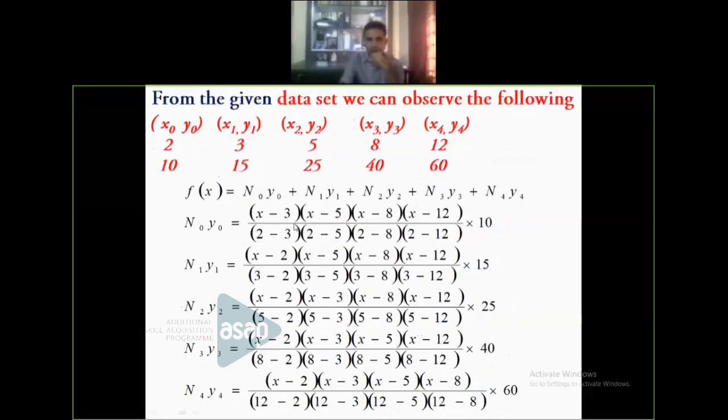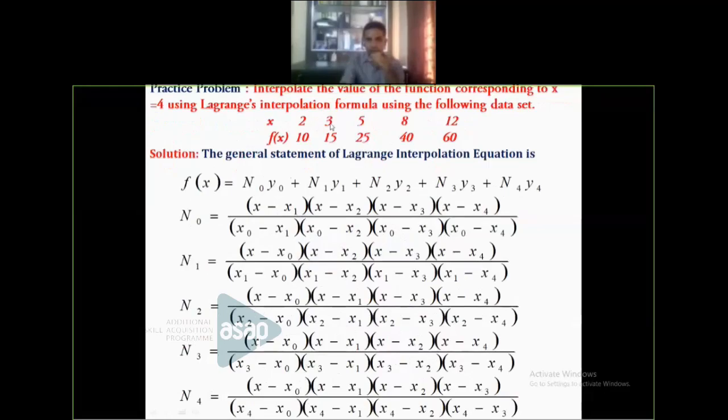So the numerator remains as x minus x3. That means in the numerator you can have x minus x1, which is x minus 3, and x minus x2, which is x minus 5. Likewise, x1 is 3, x2 is 5, x3 is 8, and x4 is 12. Now you have x0 minus x1, x0 minus x2, x0 minus x3, x0 minus x4.